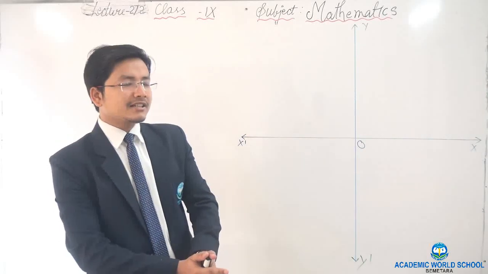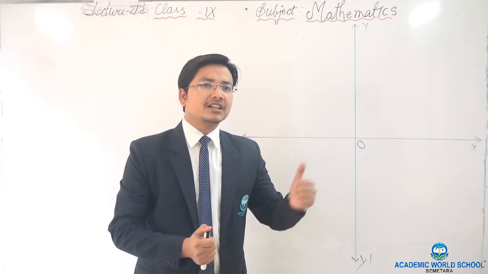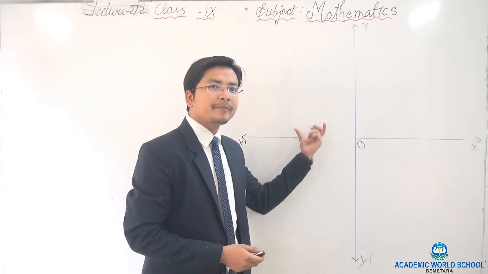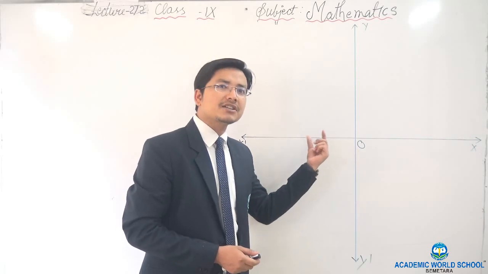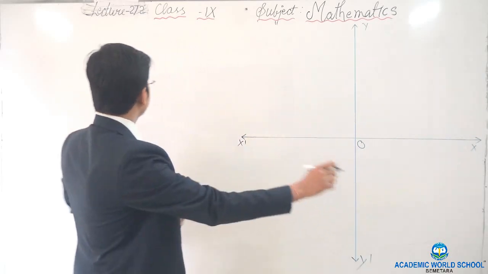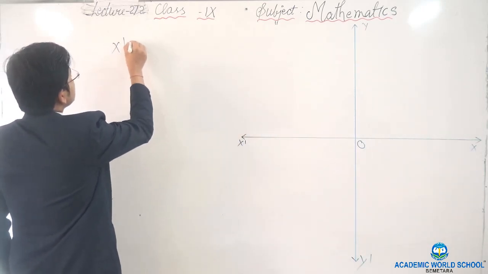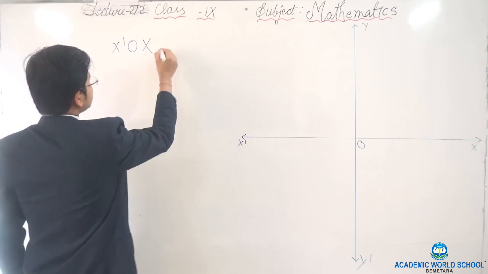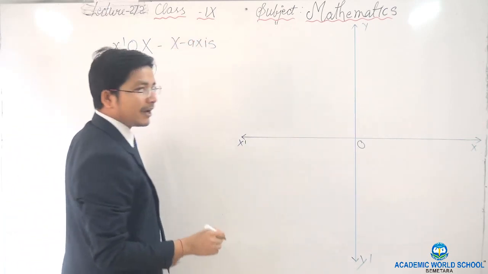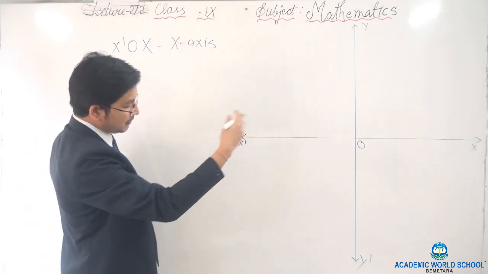So we will be discussing how to plot the points on this Cartesian plane. This plane is the XY plane, or we can say Cartesian plane. So this is X dash OX, which is the X-axis. We have done this in the previous class, so we are going to recap all that.